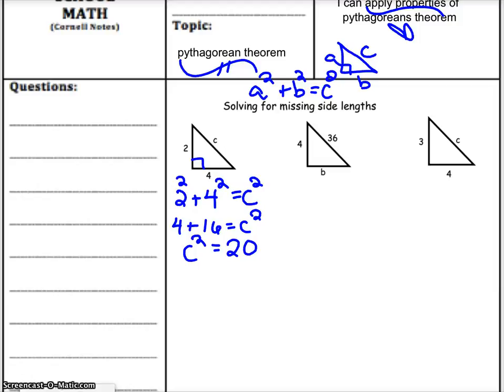What's the opposite of squaring? Square root. C equals the square root of 20. And leave it like that.